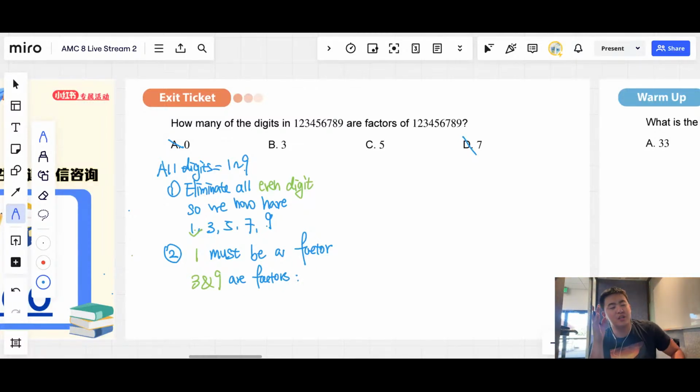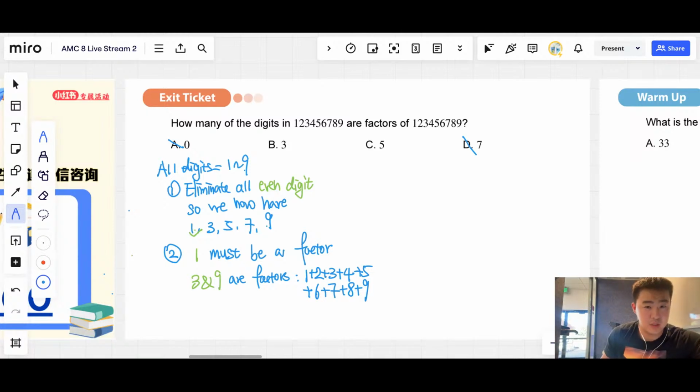As I said, in order for a number to be divided by 3 or 9, first we need to add up all the digits of that number. So in this case, we add up all the digits. It should be 1 plus 2 plus 3 plus 4 plus 5 plus 6 plus 7 plus 8 plus 9. These are all the digits. And what is the summation of all these numbers? If you calculate correctly, you should have the same result as me. So it's 45.